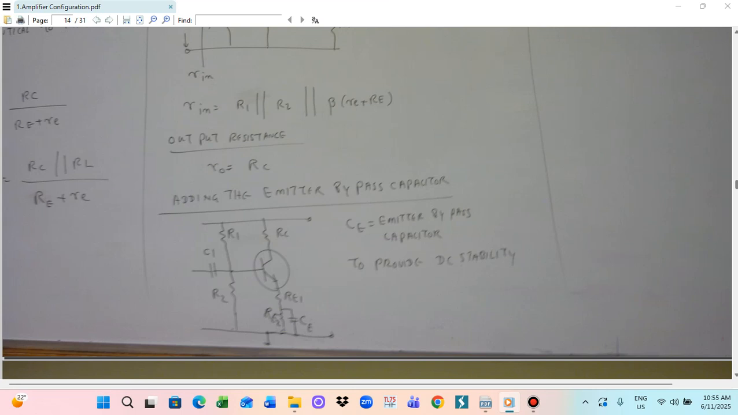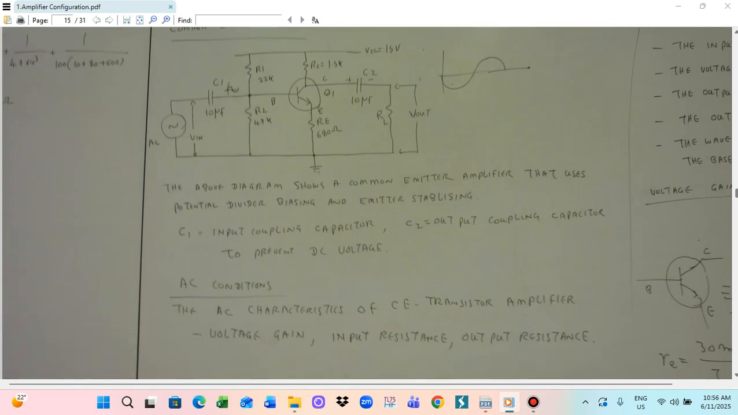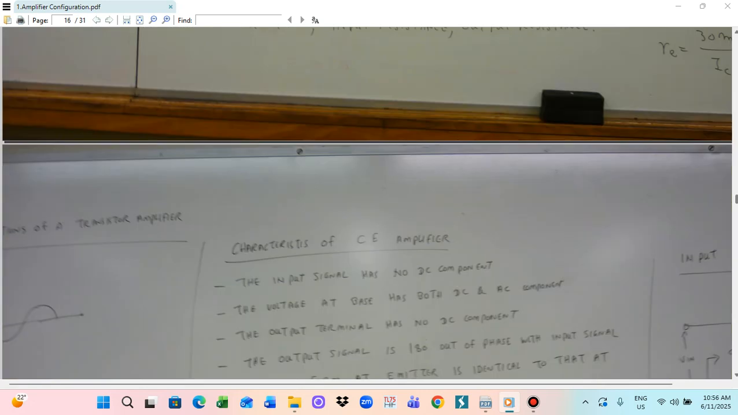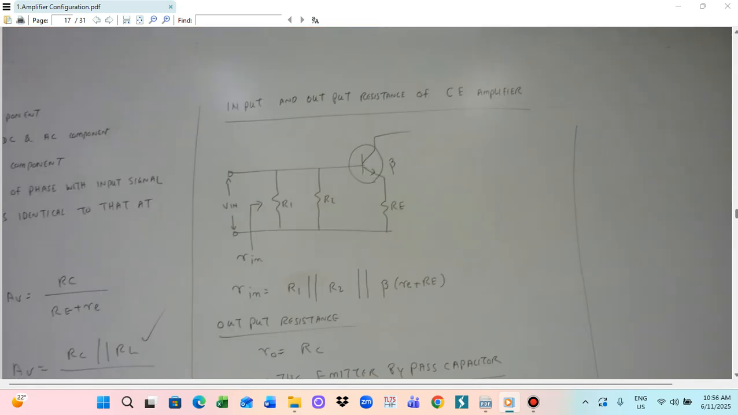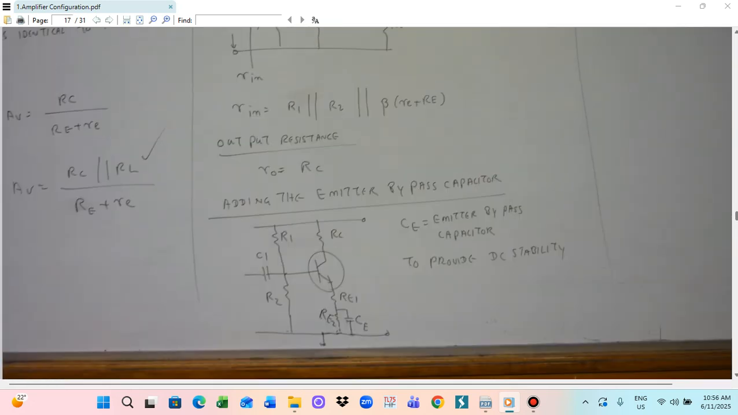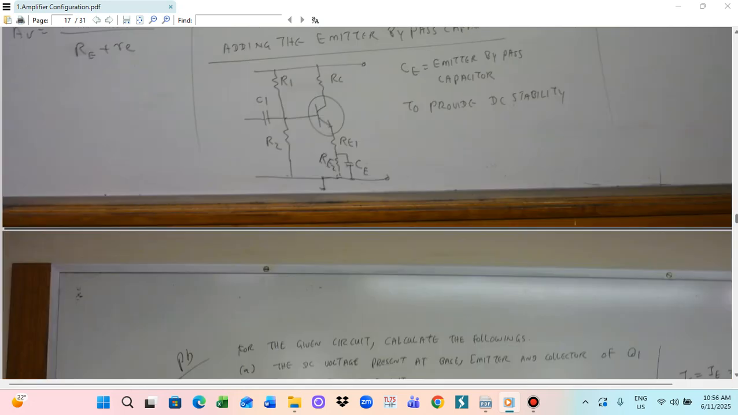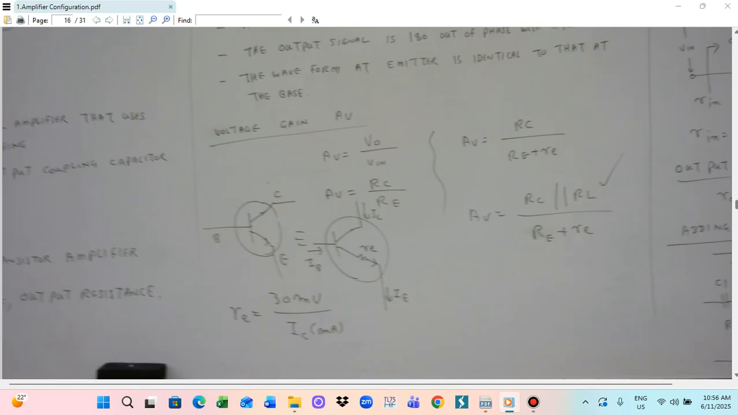In this circuit we need to calculate the DC voltage present at the base, emitter and collector of Q1. So VB, VE and VC need to be calculated. The gain of the circuit A, the input resistance Ri and the output resistance Ro also need to be calculated. And when the CE is disconnected, we also need to calculate the gain and the input resistance. Okay, so first we need to calculate the DC voltage at the base, emitter and collector.